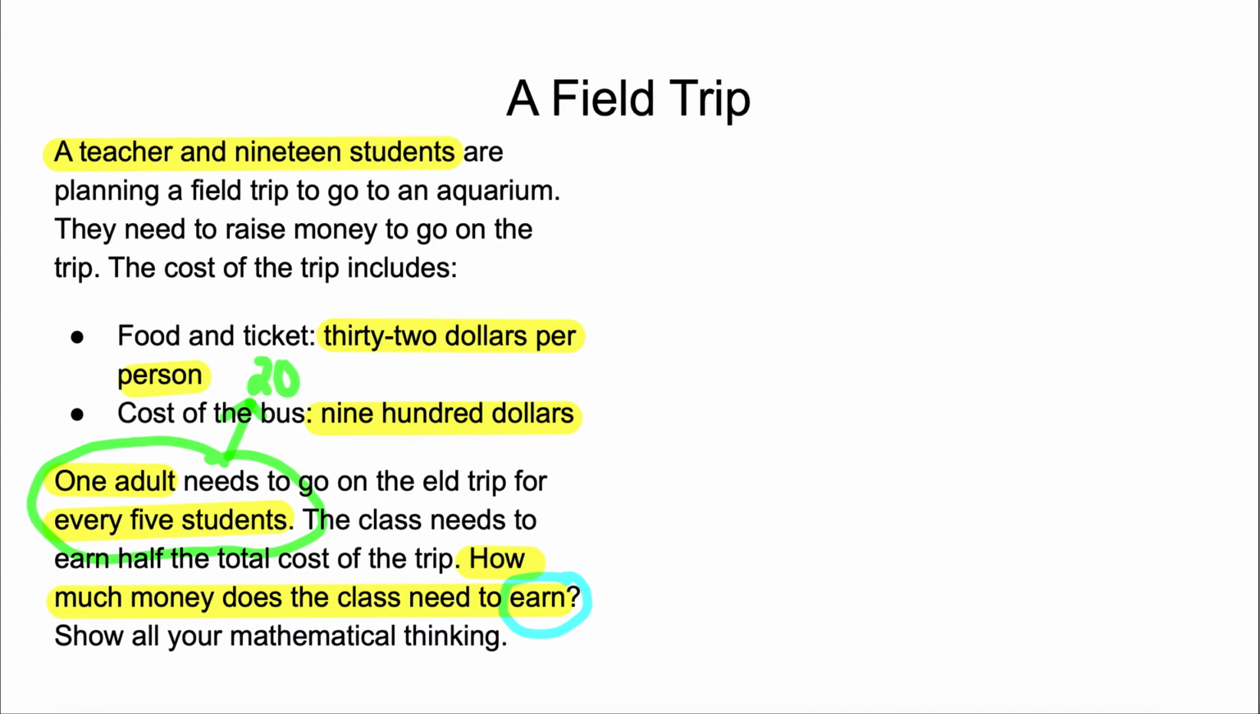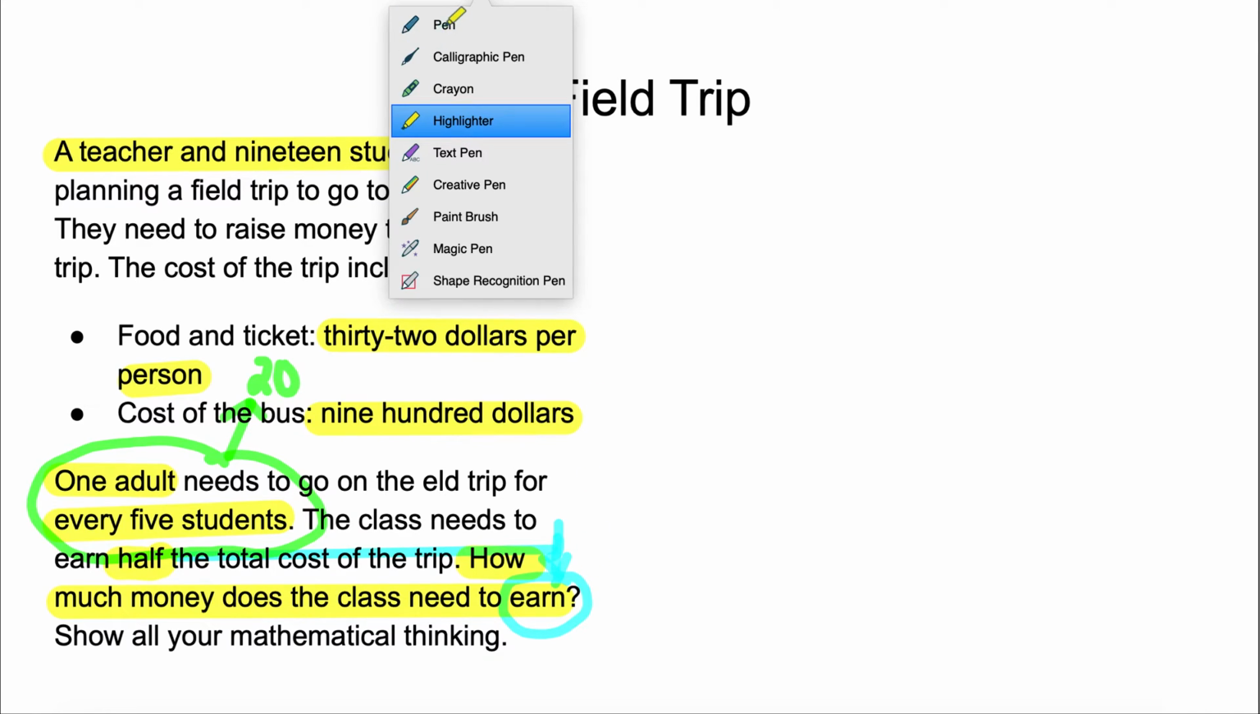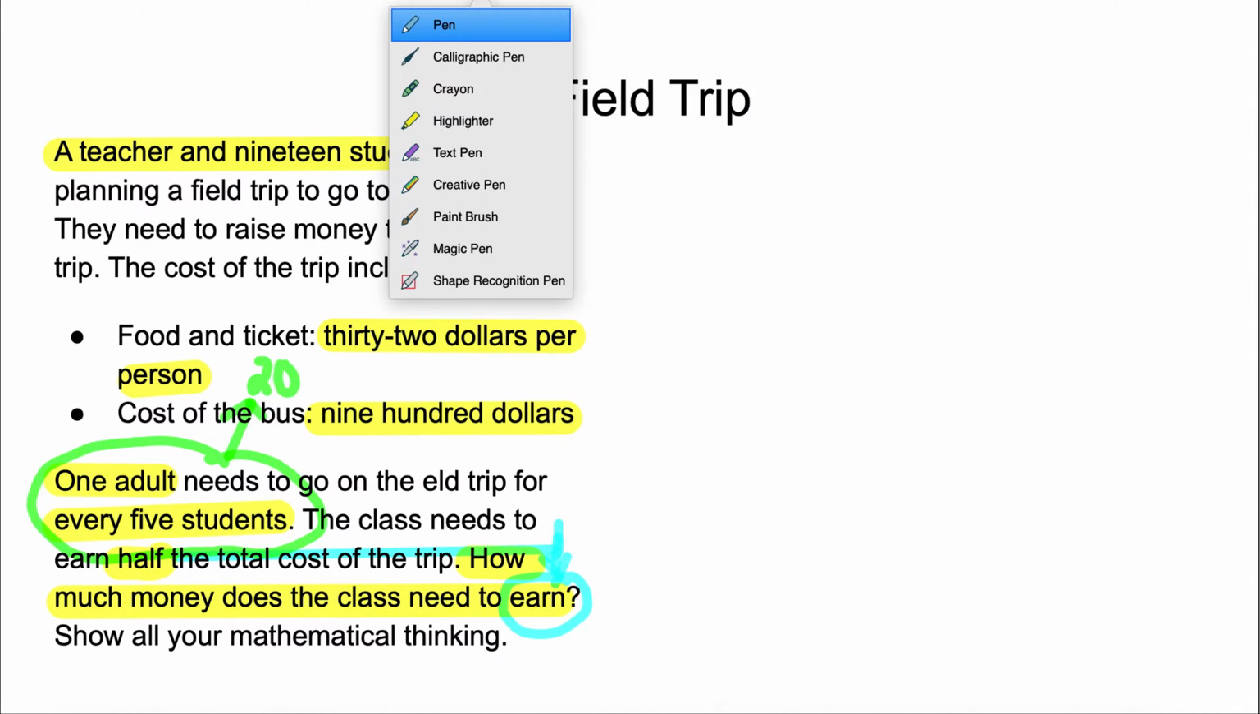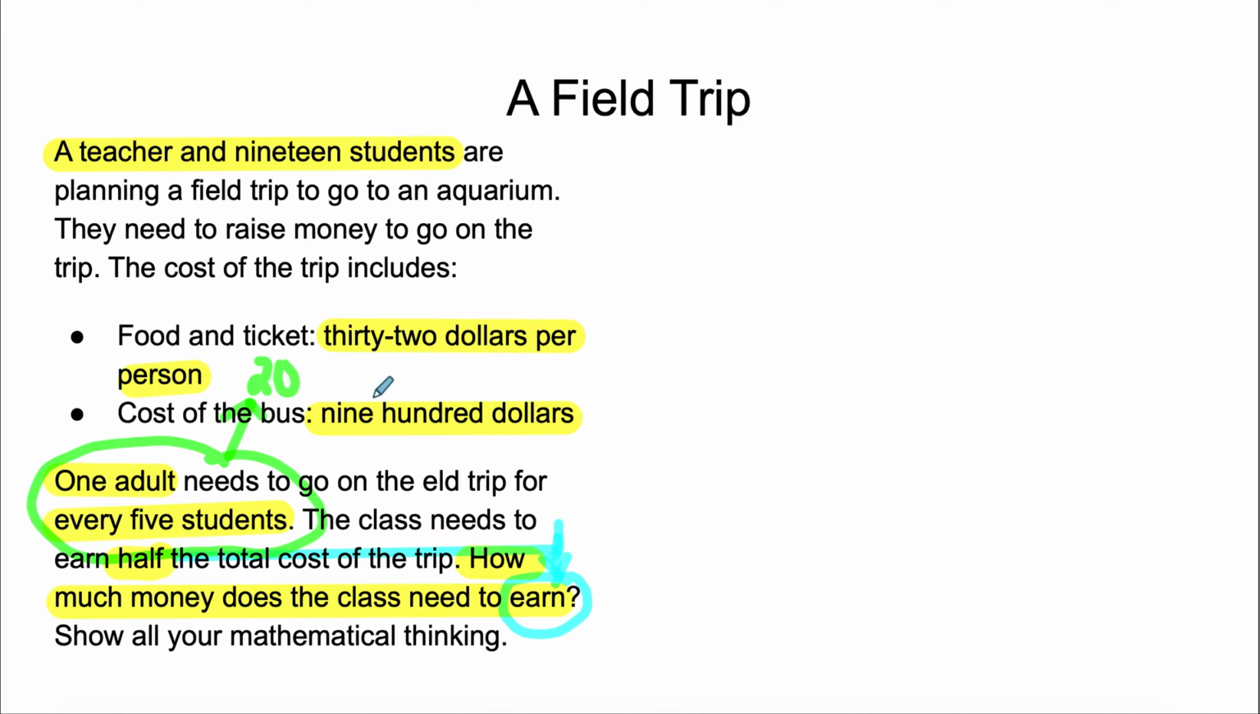Class needs to earn half the cost. So back into the earning part, they only need half of it, right? They're not being told to earn it all. They just need half of it. So now let's go about trying to solve this particular problem. So the first thing I'm going to do is I need to find out how many people are going on this trip, right? Because the food and ticket are determined by the cost per person. So I know I have 19 students and one teacher, that's 20 people.